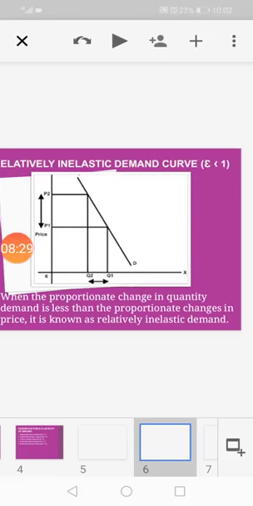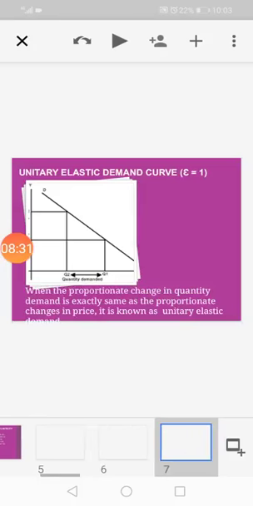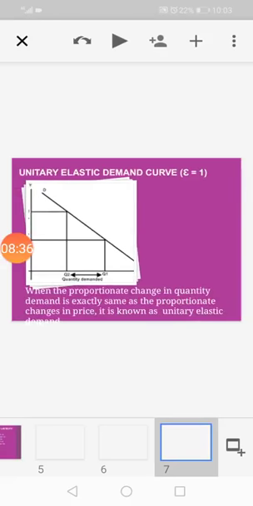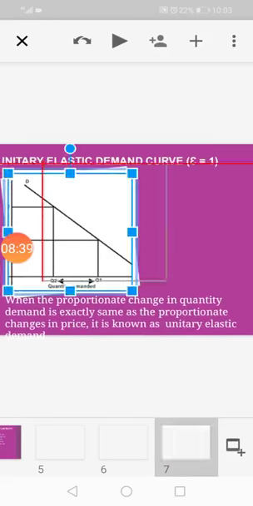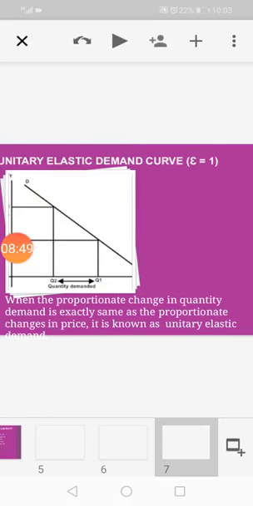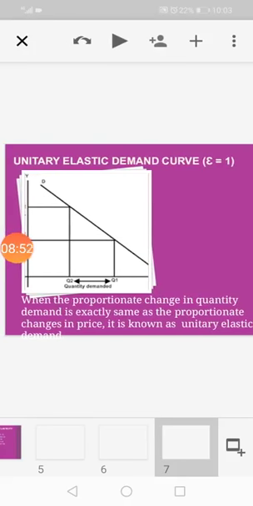Okay. Now see the third case. So here again the demand curve is negatively sloped, but it is moderately elastic, or we can say it is almost a 45-degree line. So in this case, the change in price and change in quantity demanded are both equal. So this is the case of unitary elastic demand.